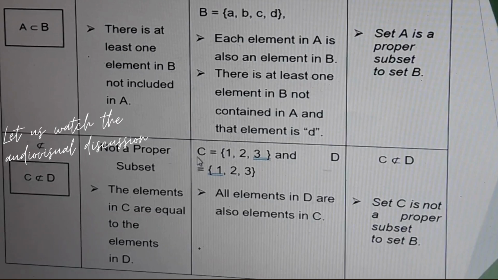Bold letter C with a slash means not a proper subset. Not a proper subset means the elements in C are equal to the elements in D. For example, C contains the elements 1, 2, 3 and D contains 1, 2, 3. So all the elements in D are also elements in C. Therefore, C is not a proper subset of D.